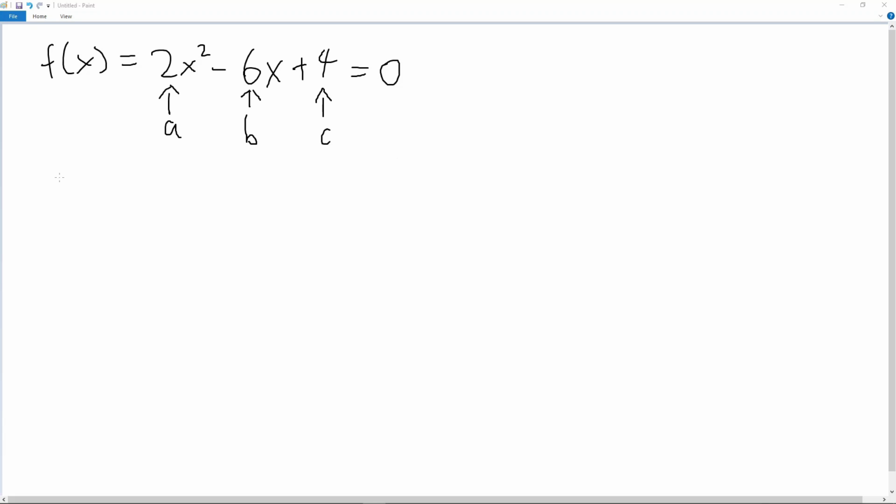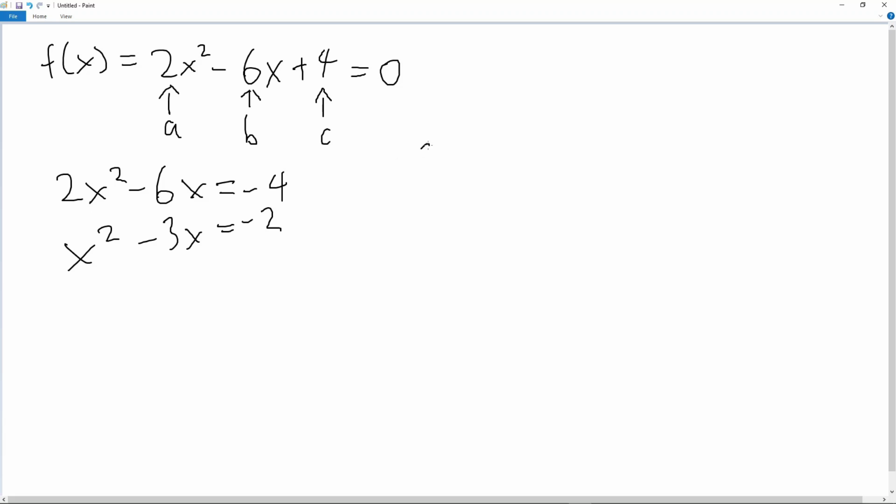Another way to solve this equation is by completing the square. To complete the square, you move the c term to the other side, and then you isolate the coefficient so that it's equal to 1. To do so, you take 2x squared minus 6x and move the 4 to the other side, which would be negative 4. Then you divide everything by 2, so the coefficient is equal to 1. x squared minus 3x equals negative 2.